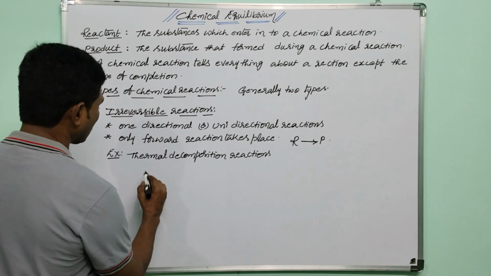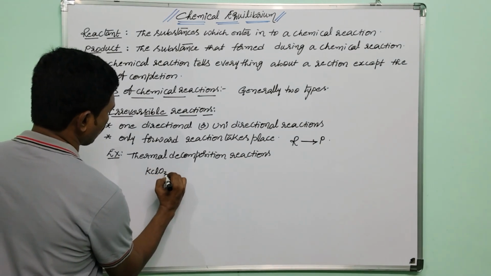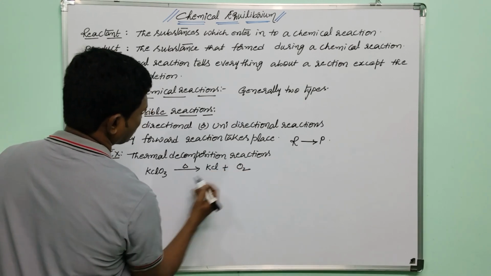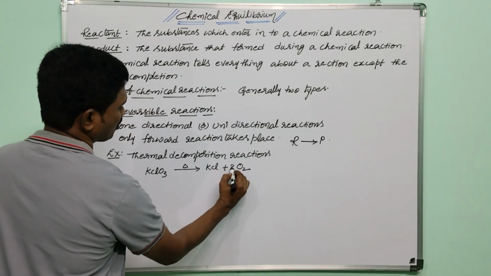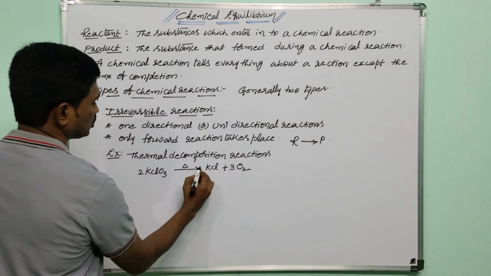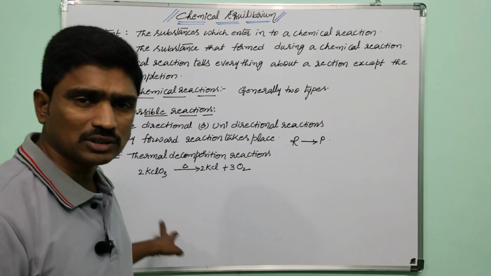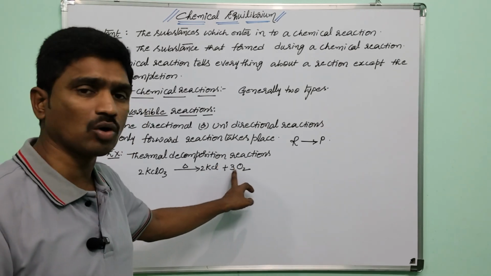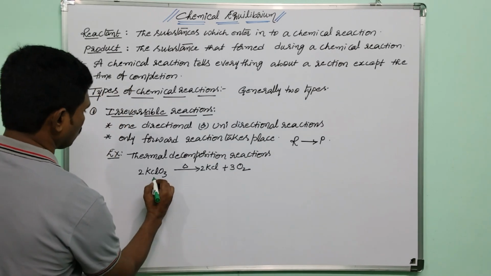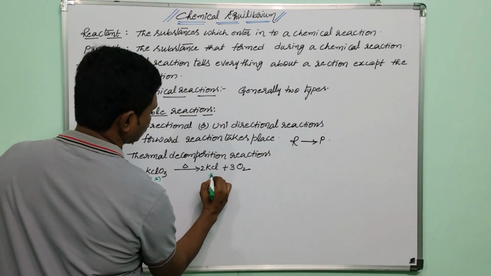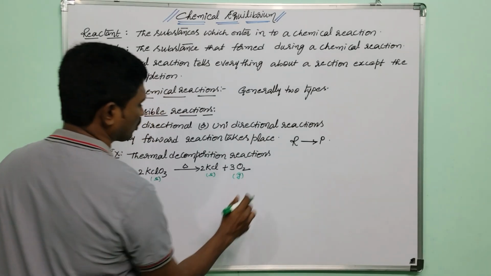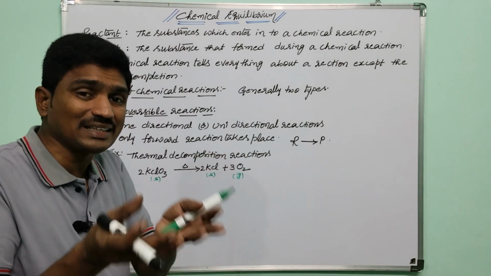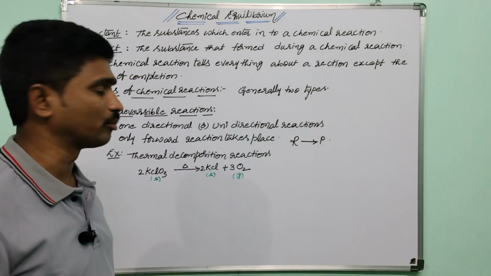For example, potassium chlorate, KClO3, which on heating gives potassium chloride and oxygen. 3 oxygens, 2 oxygens, we have to balance it. 3 here, 2 here, so we get 2 KCl. Here potassium chlorate, a solid, on thermal decomposition gives potassium chloride and dioxygen. So a solid decomposes to potassium chloride and a gas, oxygen. Here the potassium chlorate is decomposed by supplying heat energy, hence it is called thermal decomposition.